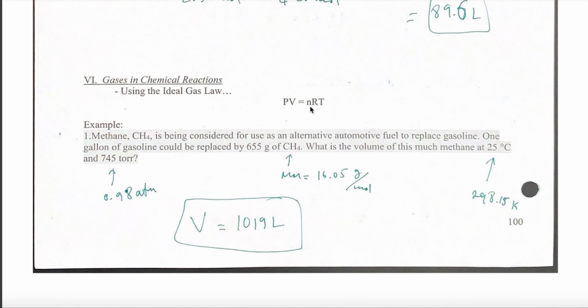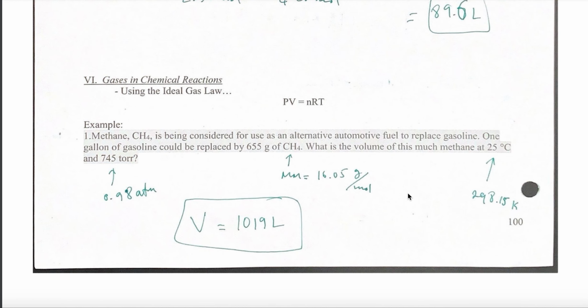N is the number of moles. If we got 655 grams, we can calculate the molar mass, which is carbon plus 4 hydrogen, that's 16.05. Take 655 divided by 16.05, you get yourself the number of moles, which is N. 25 degrees Celsius, we have to convert that to Kelvin, add 273.15, so you get about 298.